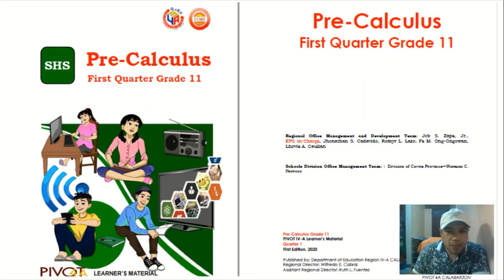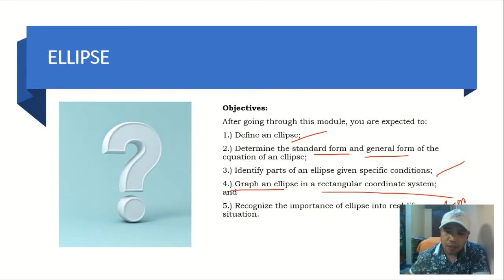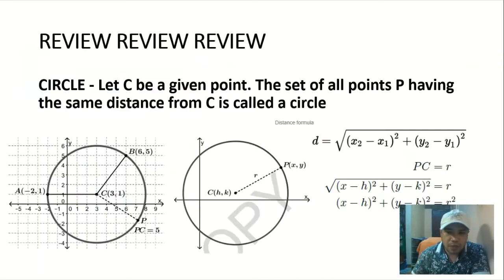This video is based on the Precalculus first quarter grade 11 module provided by the DepEd Region 4A Calabarzon. So for the objectives, first we are to define an ellipse, then determine the standard and general form, identify the parts of the ellipse. Then we will also try to compute and graph the ellipse in a rectangular coordinate system. We will be using Desmos for the graphing. Then recognize the importance of ellipse in real life situations.